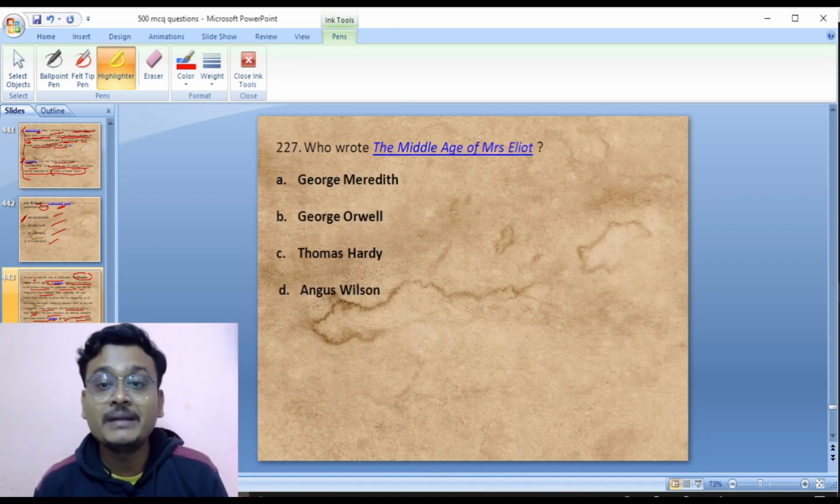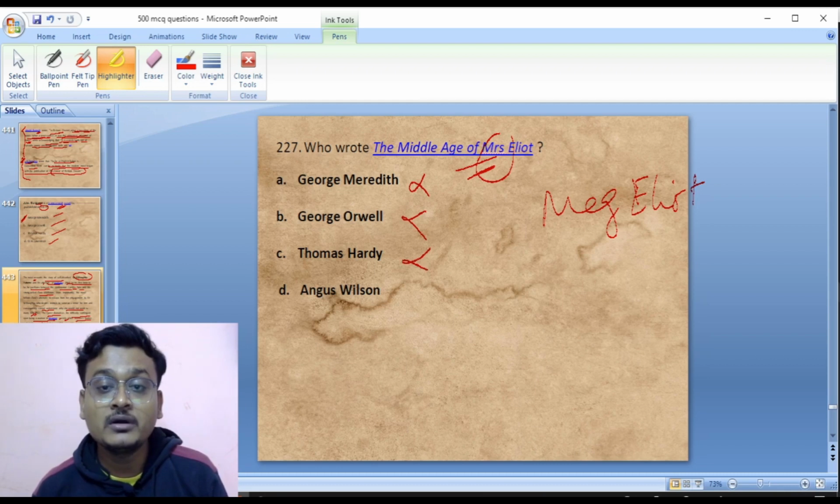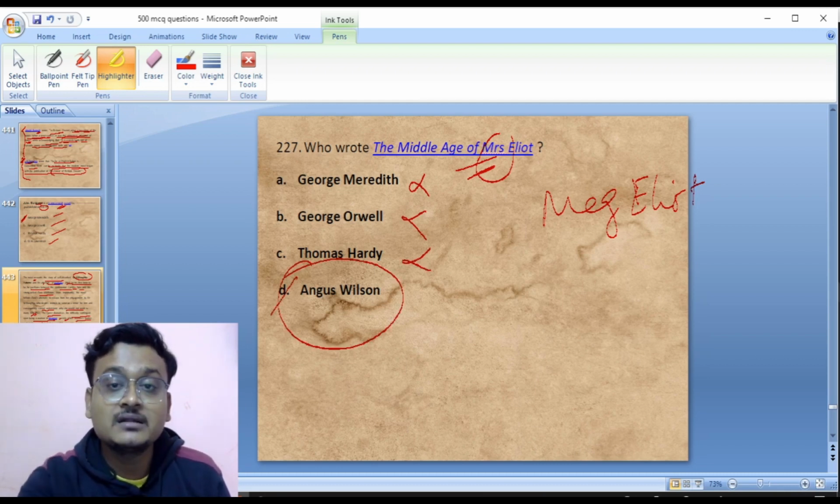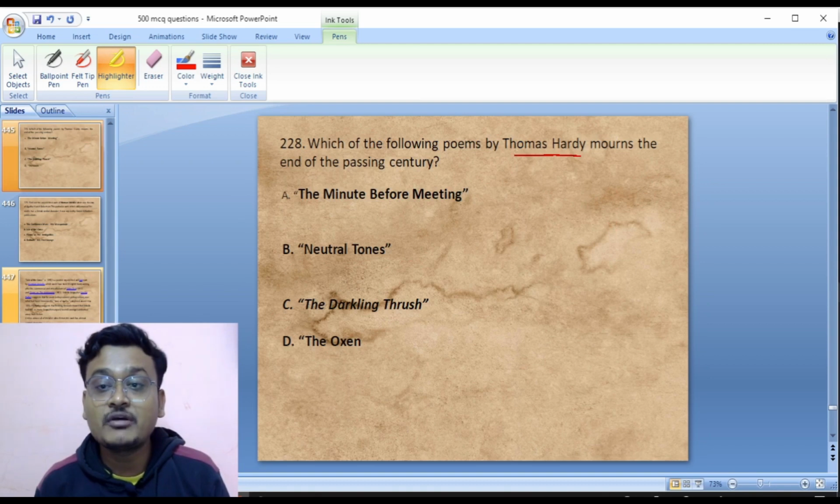Okay, who wrote The Middle Age of Mrs. Eliot? So Mrs. Eliot here, it is Meg Eliot. So who wrote The Middle Age of Mrs. Eliot? George Meredith, no. Orwell, no. Hardy, no. So it was written by Angus Wilson. Angus Wilson has written the novel The Middle Age of Mrs. Eliot.